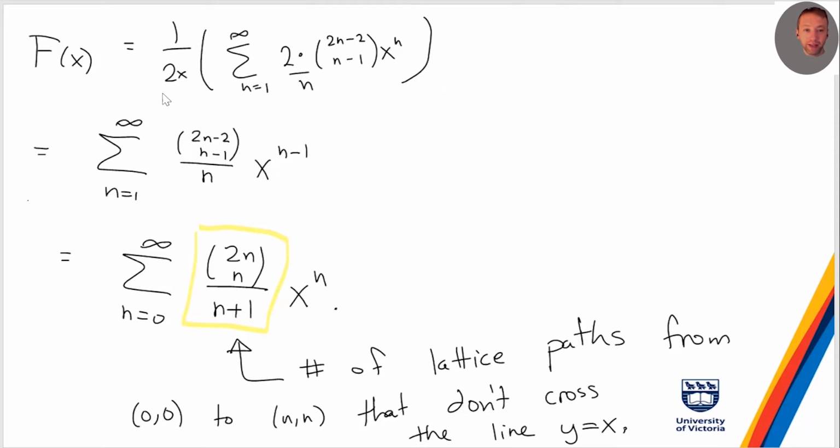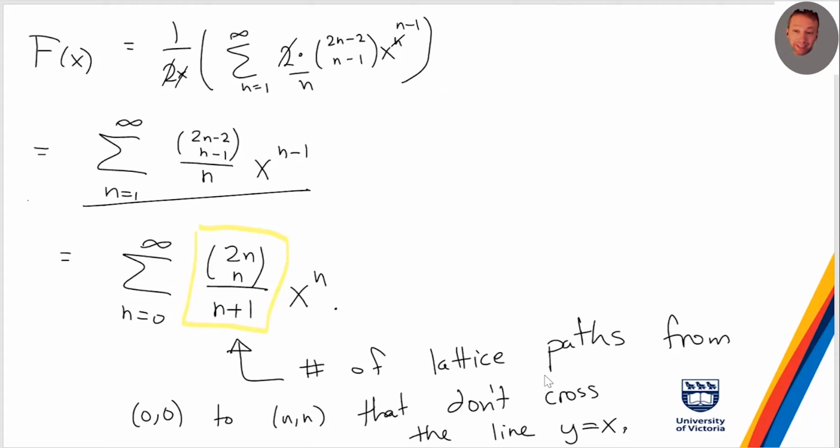Now I can bring in this 2x and cancel out some stuff. That'll cancel the 2, and that'll cancel one of the x's. So that becomes an n minus 1. So I have this. Now I do my usual shift of the indices. And what I get is the sum n equals 0 to infinity of 2n choose n over n plus 1, x to the n.